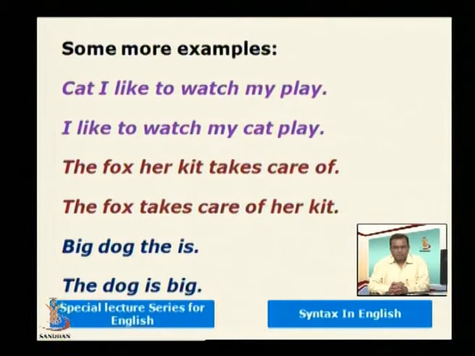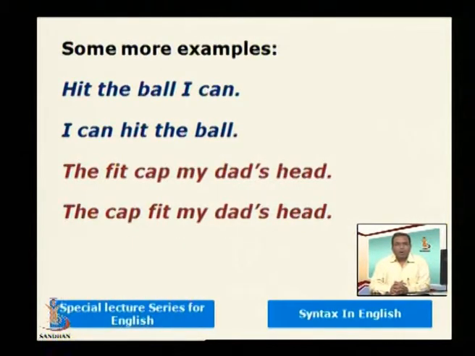There are some more examples. "Cat, I like to watch my play." The sentence is to be reframed like, I like to watch my cat play. Another example, "the fox her kit takes care of." Again, there is disorder in the arrangement of words. The sentence has to be corrected, and its corrected version would be, the fox takes care of her kit. One more example, "big dog the is." The corrected version is, the dog is big. "Hit the ball I can."